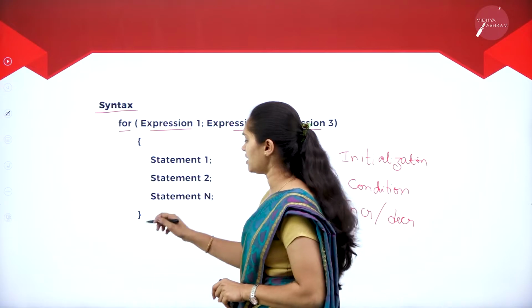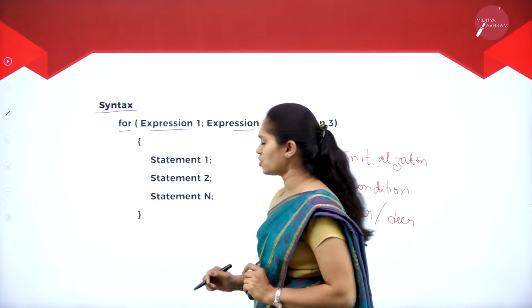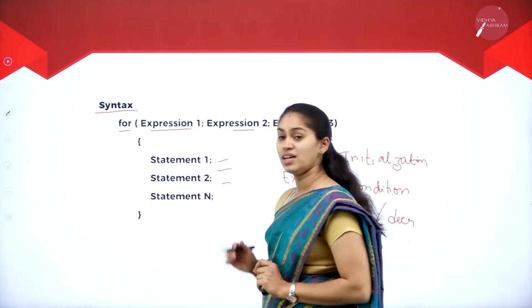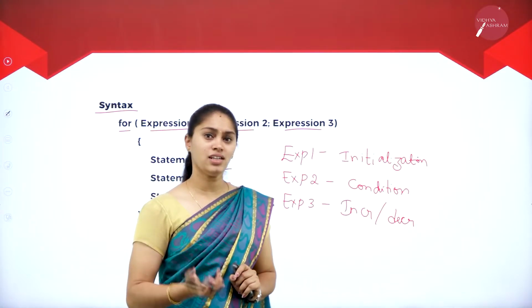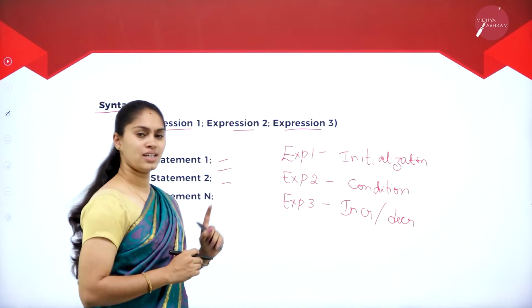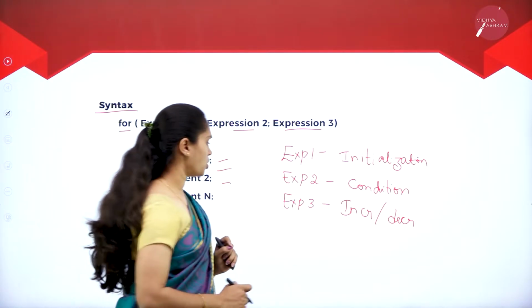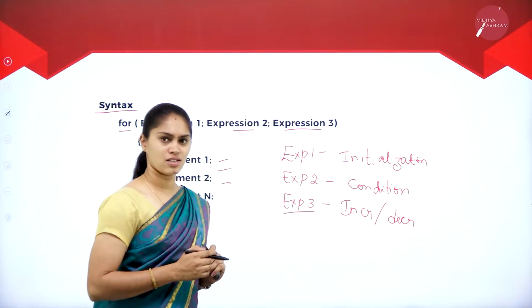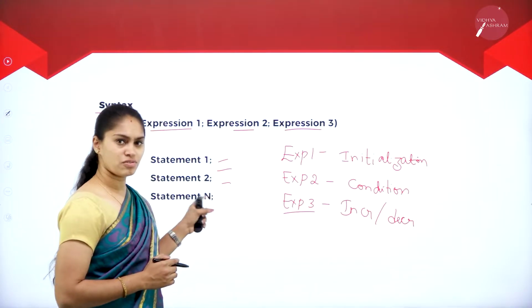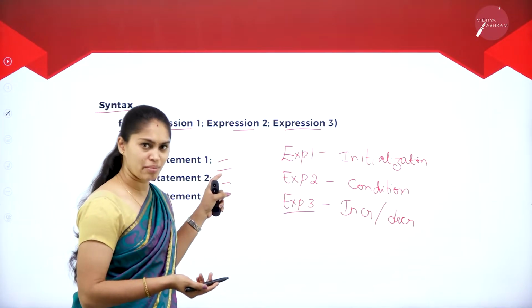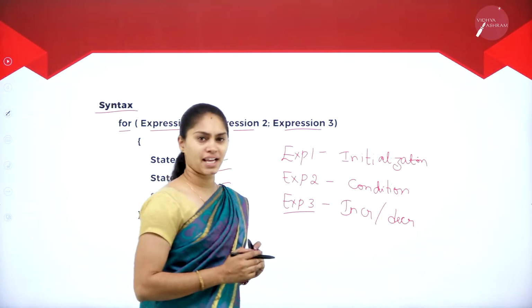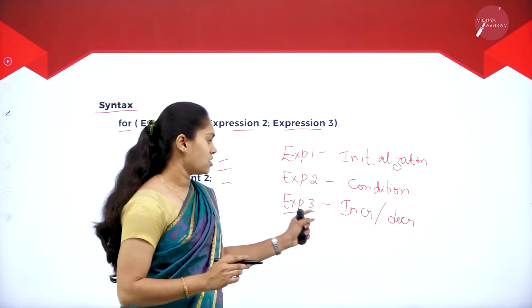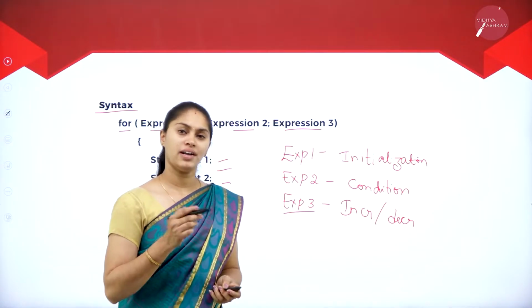Here you can see the opening and closing of the loop. Within that I have a set of statements, and I want to execute those statements only when the condition related to expression 2 is true. And I have expression 3. After the execution of the statements, I want to increment or decrement the loop variable. For that purpose, we use expression 3, which is either an increment or a decrement.